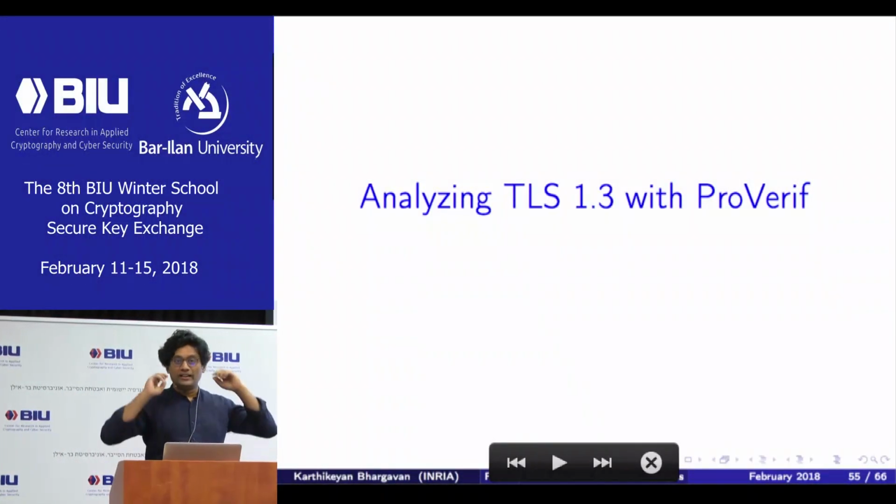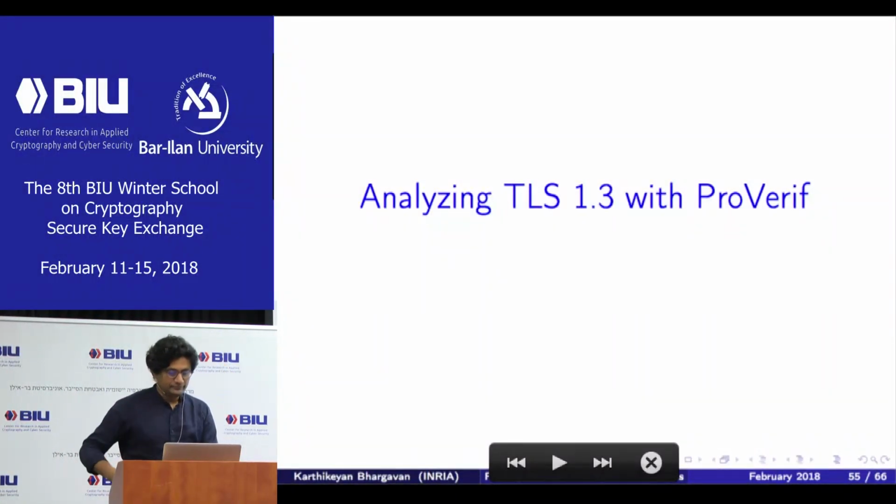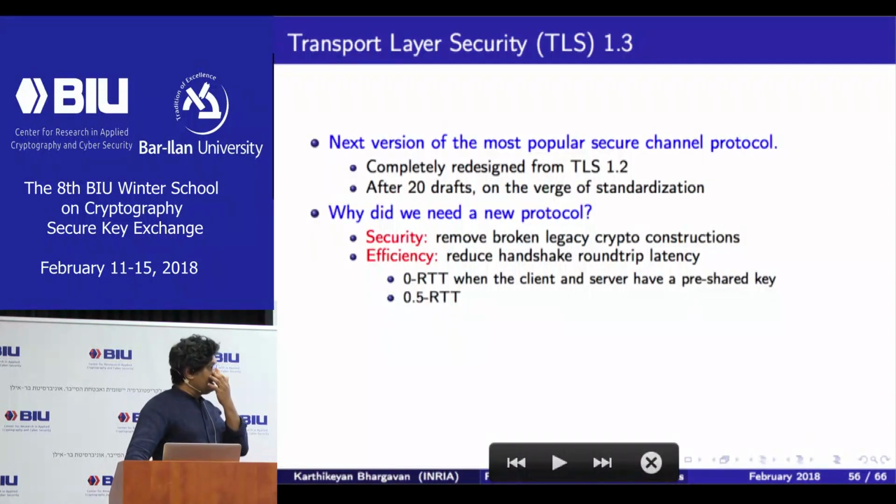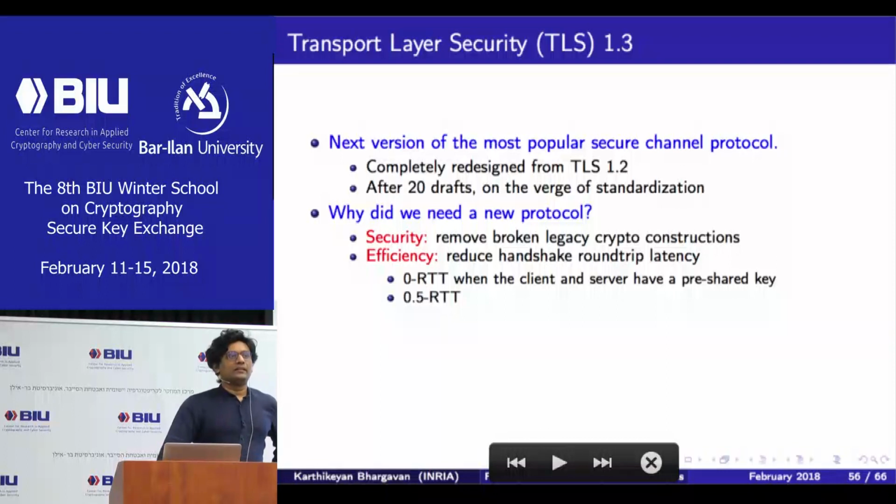Okay, so back to ProVerif. I just wanted to show you the kind of analysis you can do with the tool on a real-world protocol, and notably TLS 1.3. You've already heard a little bit about it from Mark, I guess, and you may hear a little bit more about it from Kenny, I don't know.